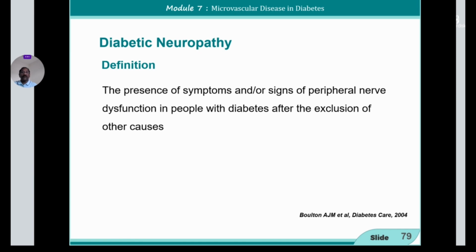The definition is the presence of symptoms and/or signs. Some people may not have any symptoms, they are asymptomatic, but they have the signs of neuropathy. If the patient has both symptoms and signs, well and good. But even in asymptomatic individuals, you are supposed to diagnose diabetic neuropathy based on the signs. So signs of peripheral nerve dysfunction in people with a history of diabetes, after the exclusion of other causes like anemia or alcoholism, etc.